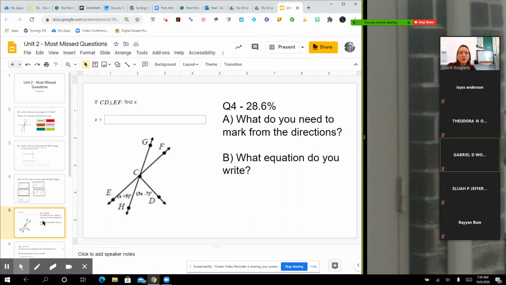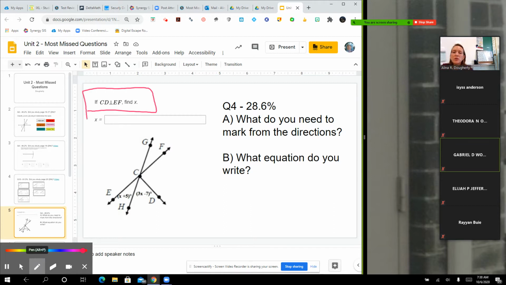Question number 5. All right. So I need somebody or somebodies to unmute themselves. What do we need to mark from the directions? What up here in the directions, what information do we have that's not in the picture?